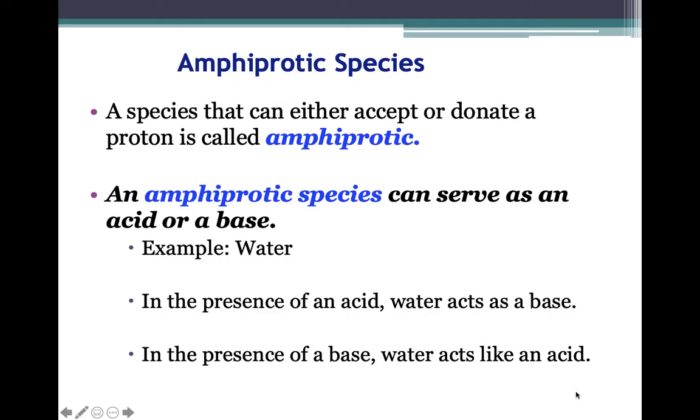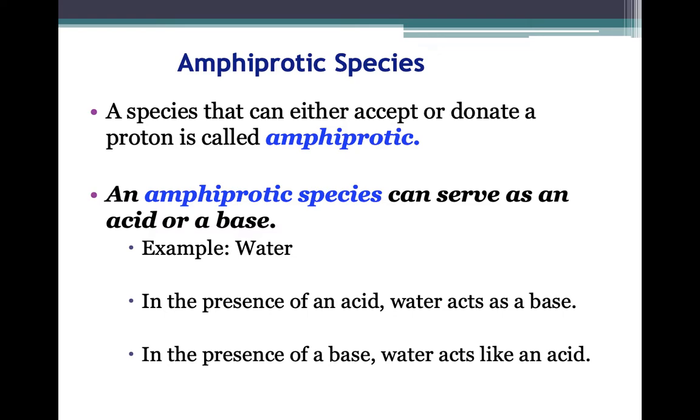Okay, so let's continue on with our discussion of acids and bases. The next topic we're going to cover is amphiprotic. Protic means a proton or a hydrogen ion, and amphi is just like amphibian. It means it has two natures. So it can do two different things with a hydrogen ion, and it can serve either as an acid or a base.